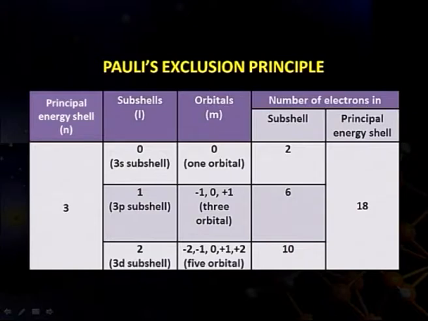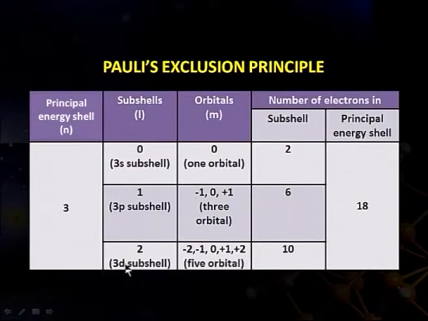In the same way, if the principal energy shell value is 3, it can accommodate 18 electrons, where 2, 6 and 10 can be explained as I have discussed earlier too. In the 3s subshell, 1 orbital will comprise 2 electrons, and in the 3p subshell, 3 orbitals will comprise 6 electrons, with m values of -1, 0 and 1. In the same way, the 3d subshell comprises 5 orbitals, which can hold 10 electrons, 2 in each, with m equal to -2, -1, 0, +1, +2. These will be the 5 orbitals of the third subshell.